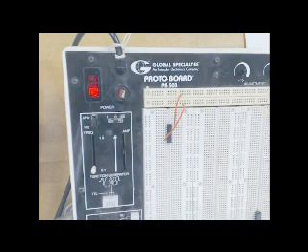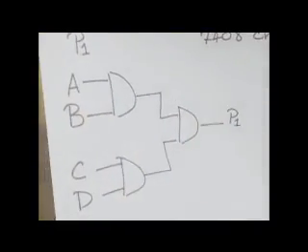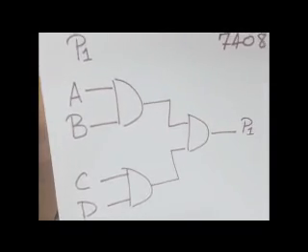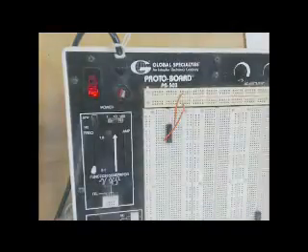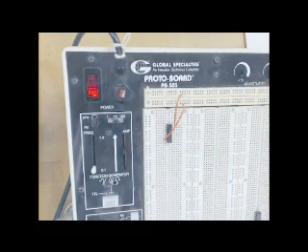Okay, so now we're going to actually make the circuit. The one that we're going to build is the one for the first output, P1, which is simply A and B going into an AND gate, C and D in an AND gate, and the outputs of both of those being fed into a third AND gate. So what I have here is this IC circuit that I told you about earlier. I've already put power across it. That's what these orange cables are.